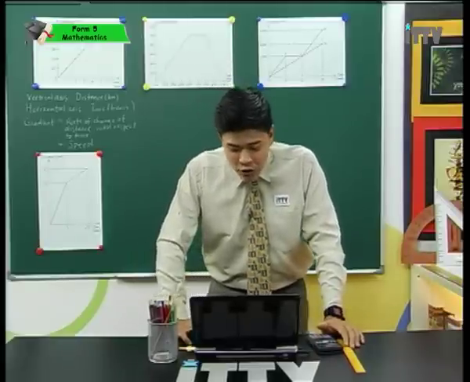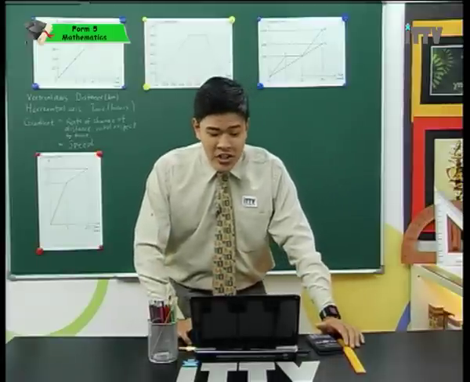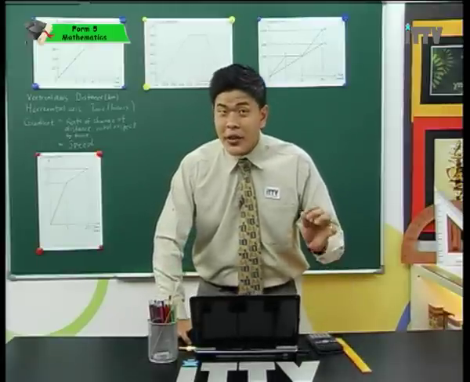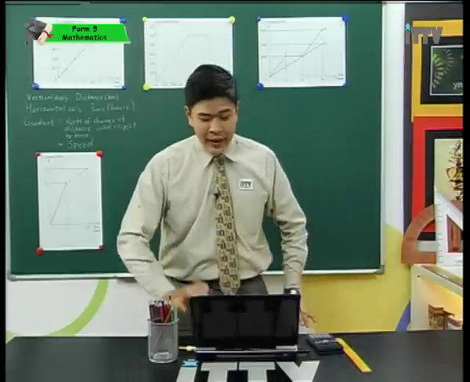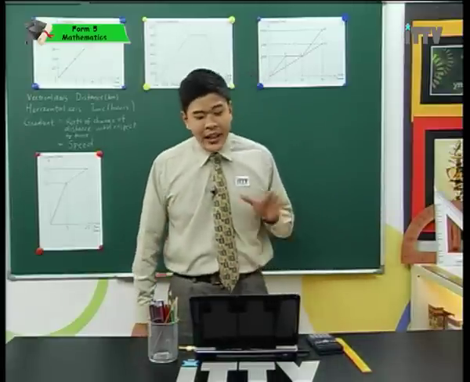Alright, so now let's go on to the next part: calculating the speed from the distance-time graph. In other words, calculating the gradient from the distance-time graph. Now let's take a look at this example right here. Take a look at this graph.